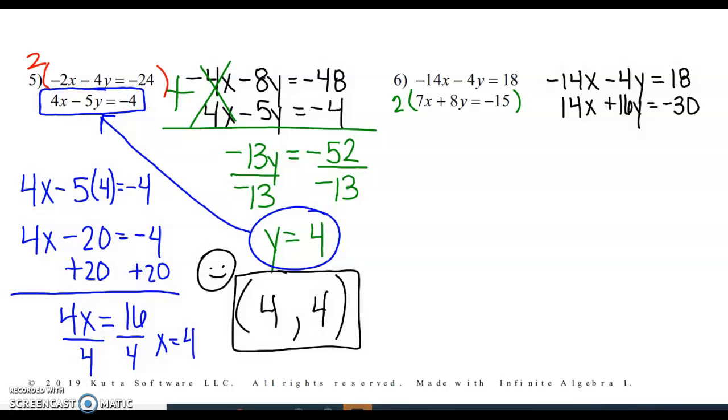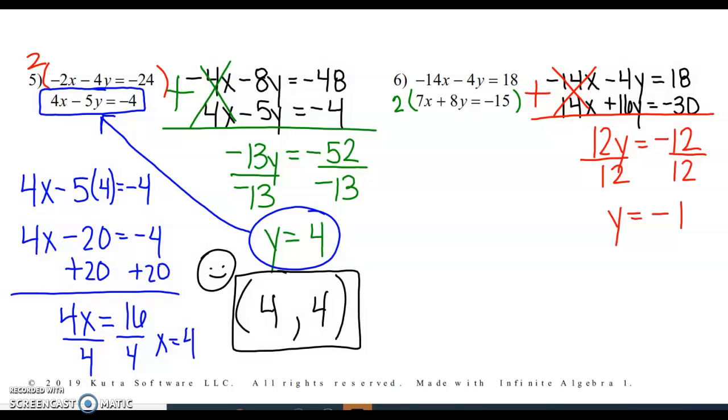So now I'd add my equations together. Since I have opposites, I say bye-bye to my opposite x's. Negative 4y and 16y is 12y. 18 and negative 30 is negative 12. And negative 12 divided by 12 is negative 1. So in my ordered pair answer, I know that y is negative 1.